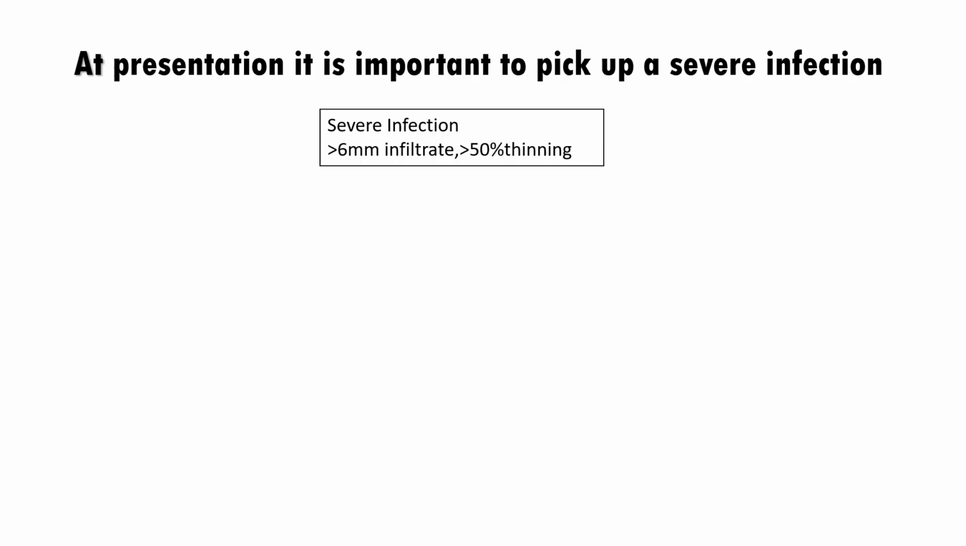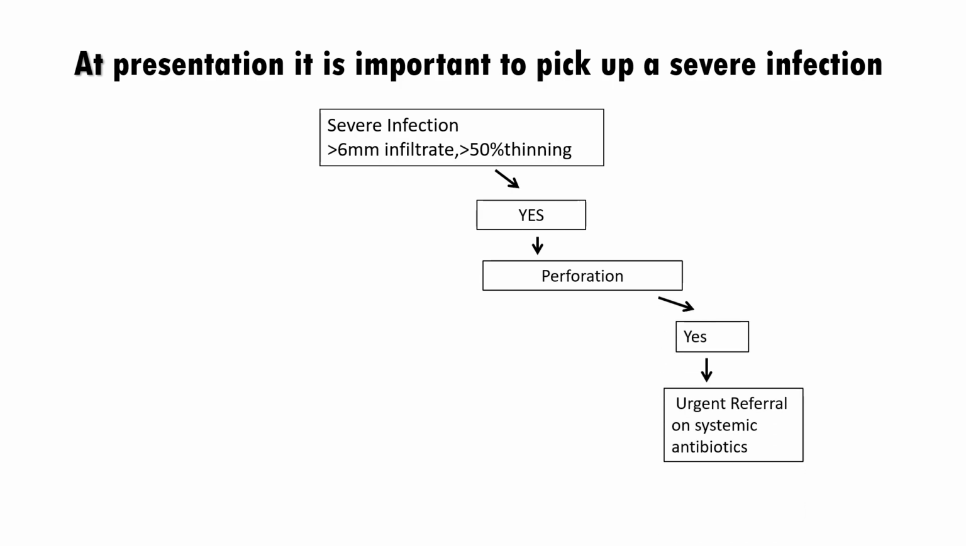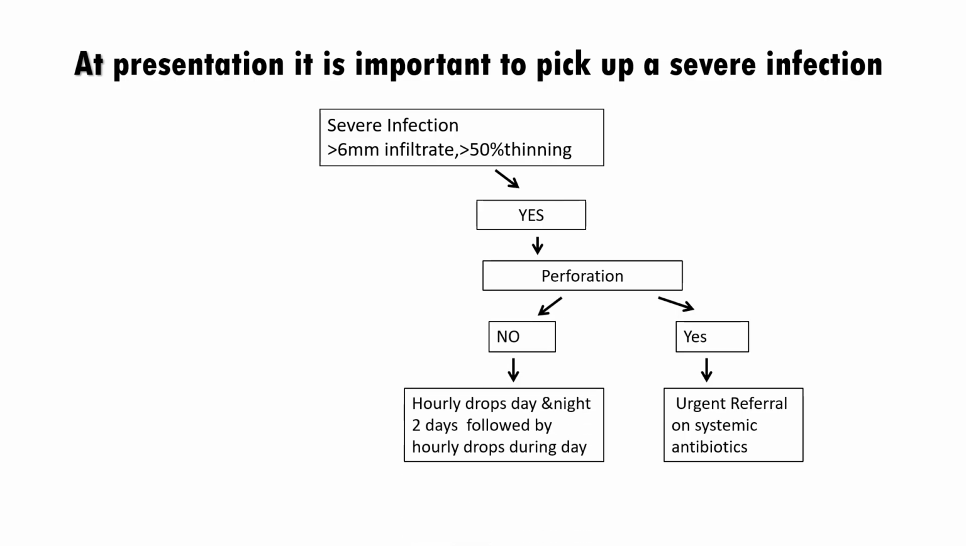At presentation, it is important to pick up a severe infection. What is a severe infection? Anything which is more than 6 mm infiltrate with more than 50% thinning, ideally, and you look for if there is any perforation. If there is a perforation, just refer the patient with systemic antibiotics. Whenever there is perforation, ideally avoid topical antibiotics. Suppose there is a 6 mm infiltration with thinning, but there is no perforation, you can start early drops, and then if the patient is not responding, maybe then refer the patient.